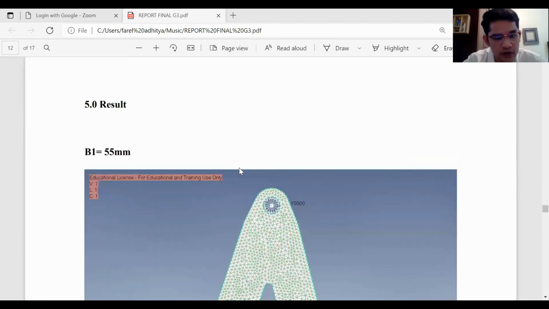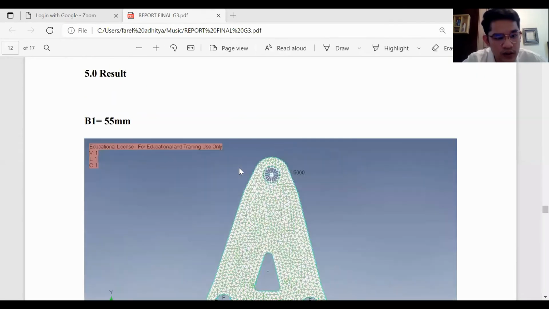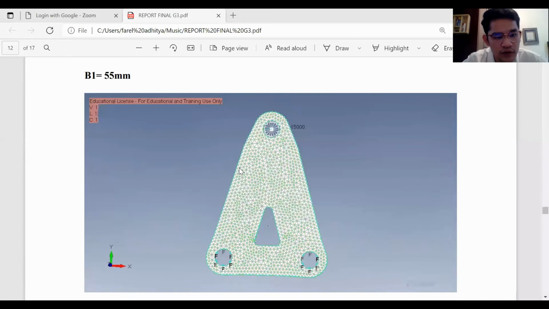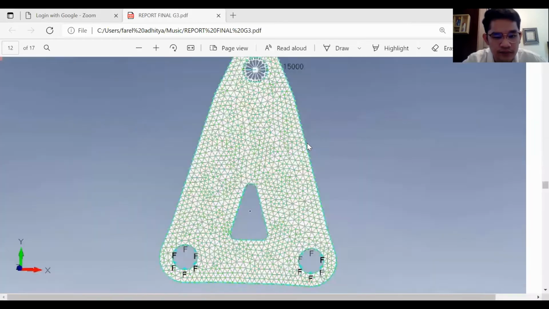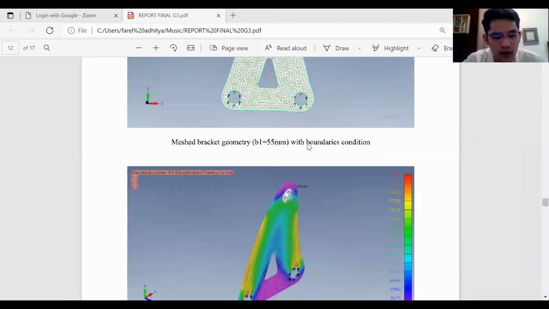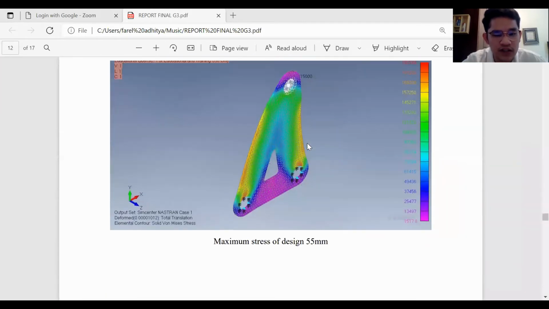Okay, so this is the result for B1 equals 55 mm. This is the mesh geometry of the bracket with boundary conditions. And this is the maximum stress of the design.